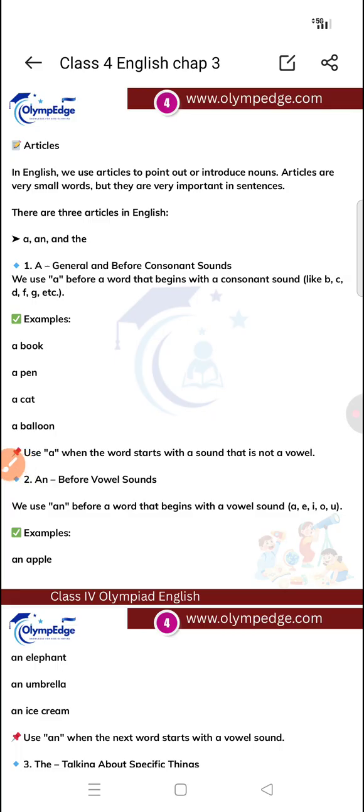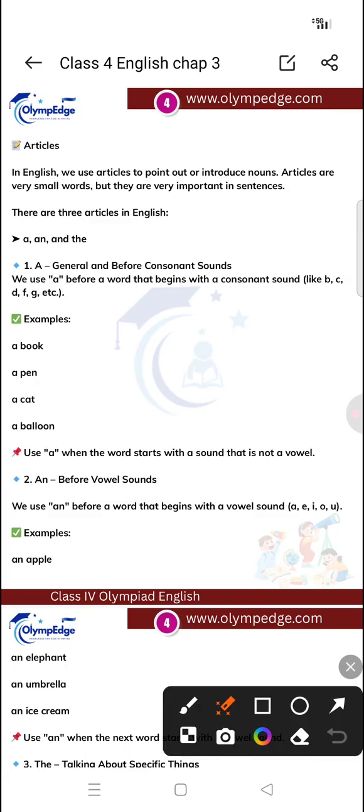So today we'll be learning about articles. Let's get started. In English we use articles to point out or introduce nouns. Articles are very small words, but they are very important in sentences. Let's see what the three articles in English are. We have a, an, and the.